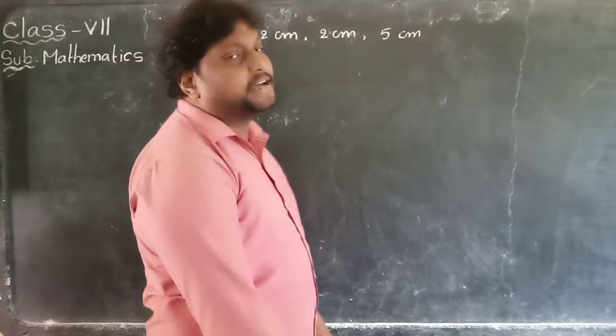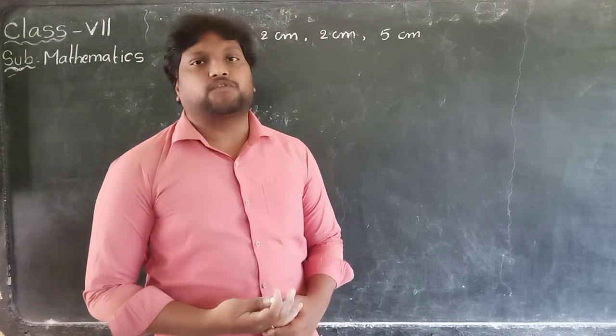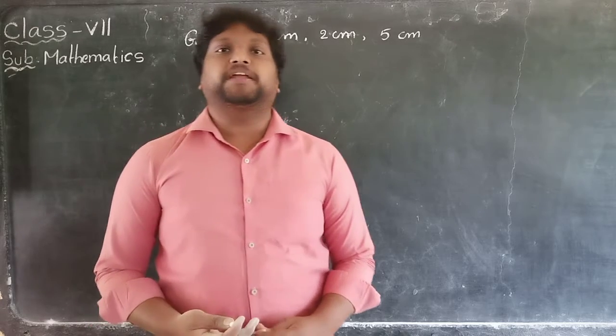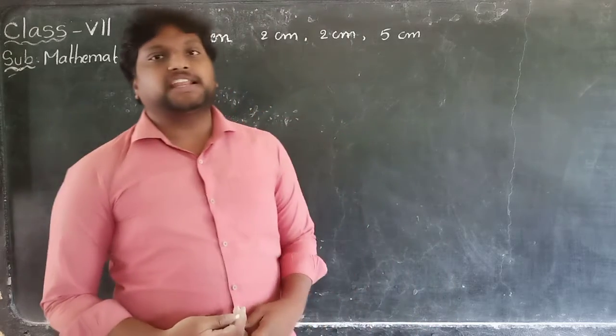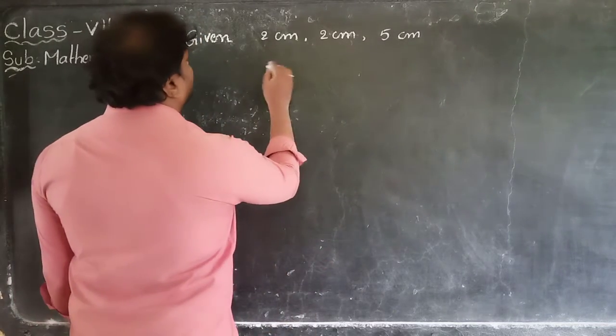Then what is the Pythagoras theorem? The square of the hypotenuse is equal to the sum of squares of the remaining two sides. The hypotenuse is the longest side. In that, which is the longest side?